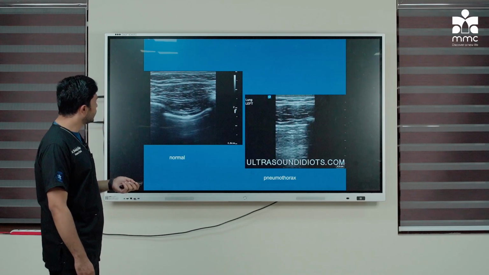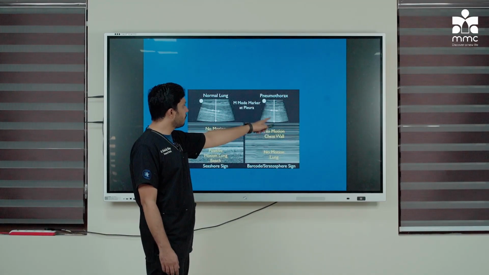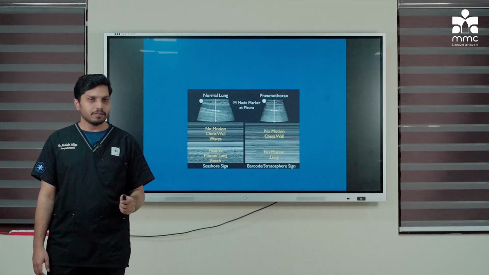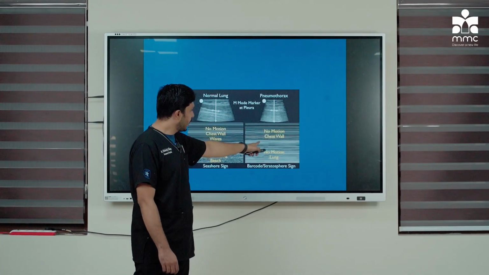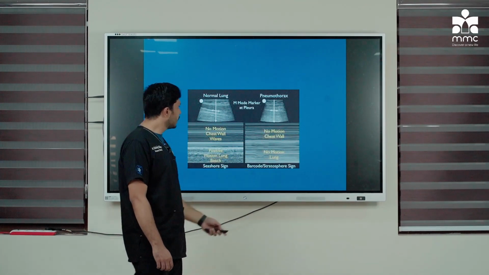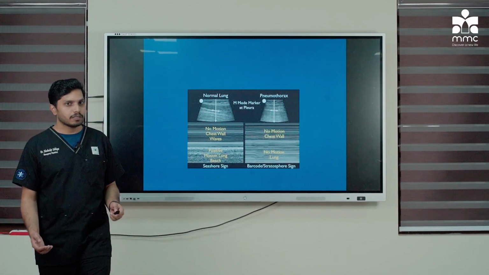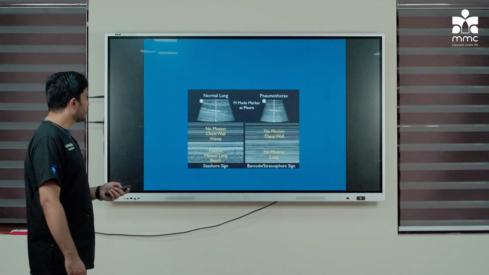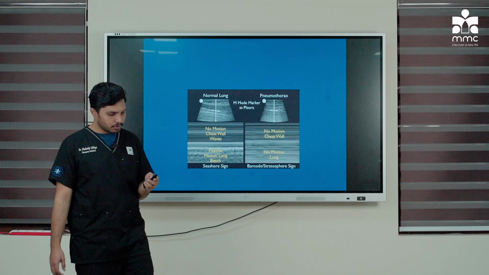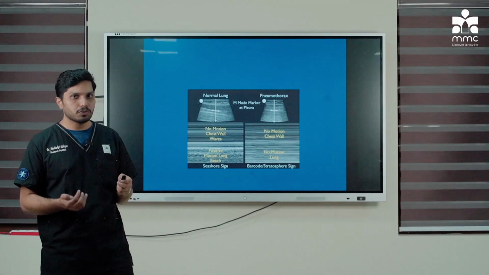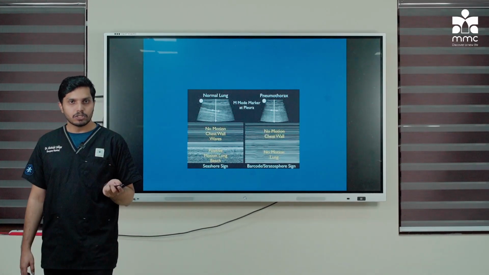So how can we confirm it? There is a sign we call the barcode sign. Place the probe on that same area and just press M mode, so we are changing from 2D mode to M mode. We can see a picture like this. It is called the barcode sign. Normally we can see a seashore sign. That can be an important question in many entrance exams. So you have to know that after identifying pneumothorax, how do you confirm? Confirm by ultrasound, changing from 2D to M mode. We can see a barcode sign, and normally we see a seashore sign.